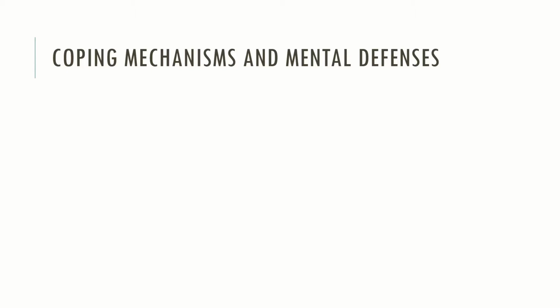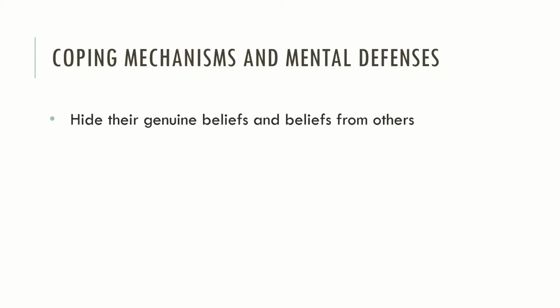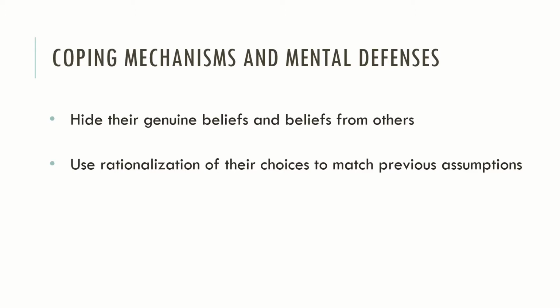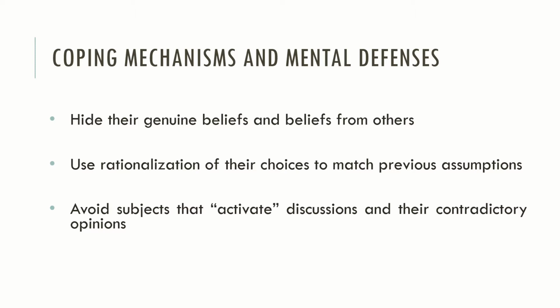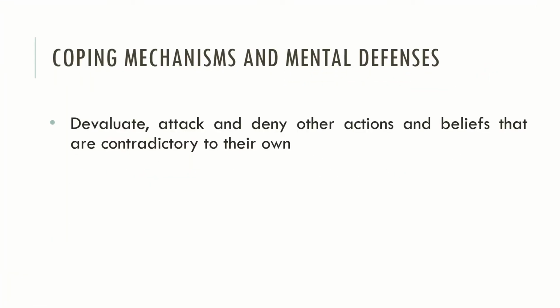And now let's see the coping mechanisms and the mental defenses that individuals tend to use to reduce the discomfort that stems from cognitive dissonance. So individuals may hide their genuine beliefs from others. Individuals may use rationalization of their choices to match previous assumptions. Also, individuals may avoid subjects or themes that activate discussions of their contradictory opinions. And individuals may also try to avoid learning new information, because this may increase their levels of discomfort. Also, individuals may devalue, attack or deny others' actions and beliefs that are contradictory to their own.